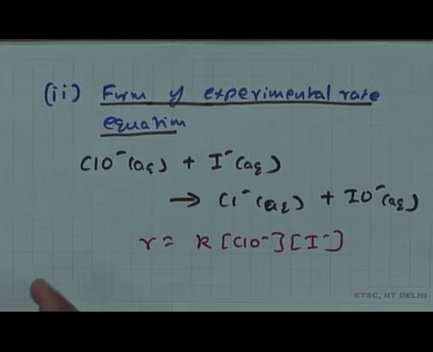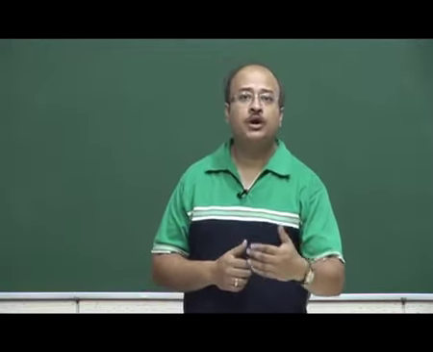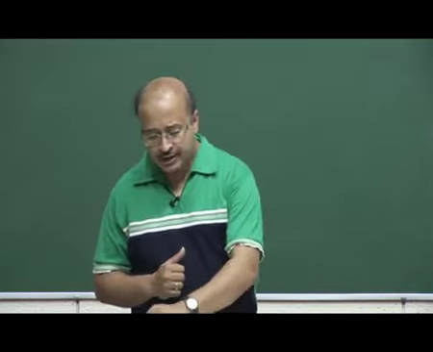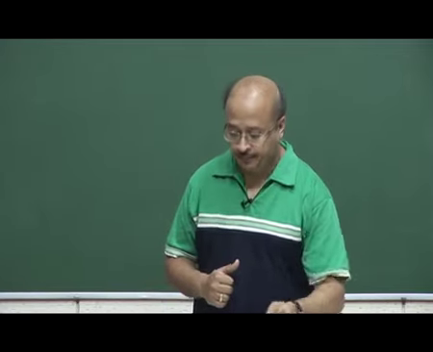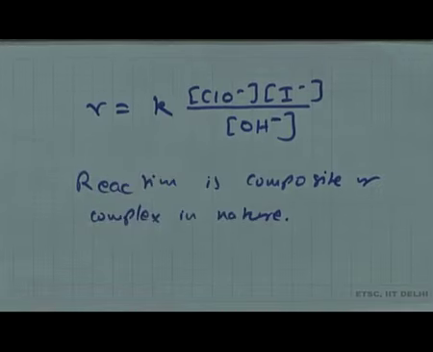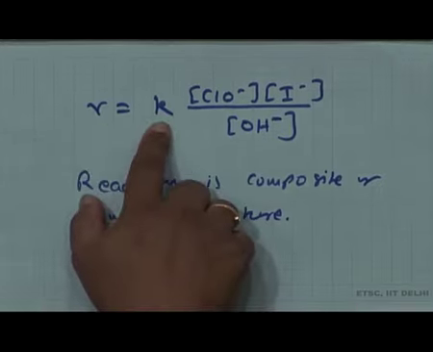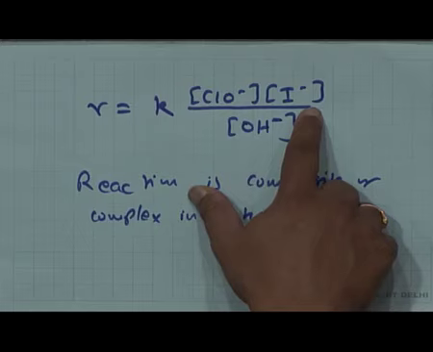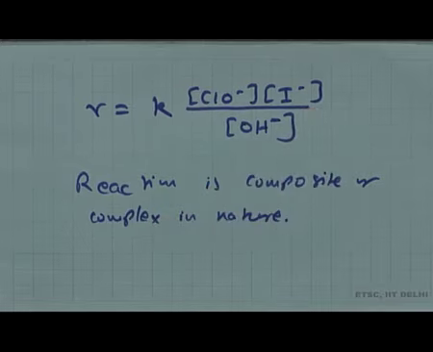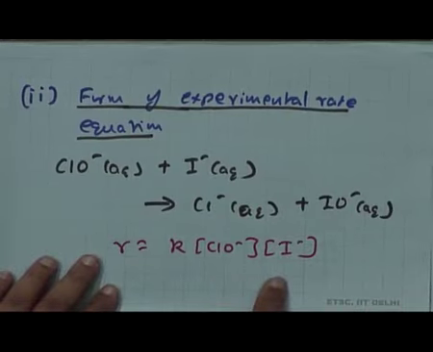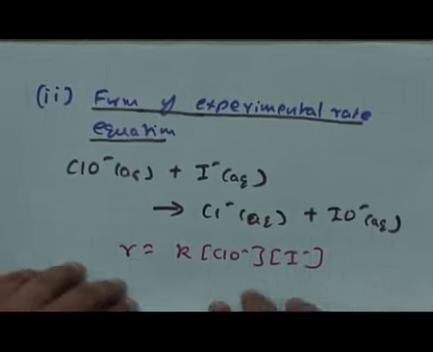Now, let us do an experiment and try to figure out what the experimental rate law is in the real world. So, after doing the experimentation, this is what we get. The rate expression is given by this equation, where R, the rate, is equal to K, the rate constant, times the concentration of ClO minus, the concentration of I minus over the concentration of OH minus. Now, what you immediately realize is, if this had been elementary, then this is what you had said in the last piece of paper.